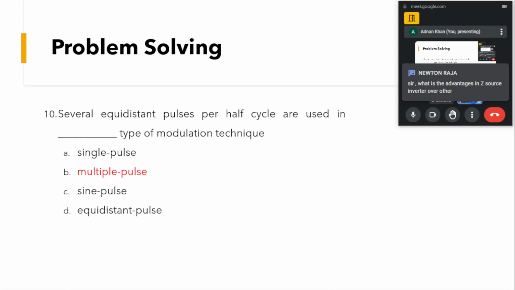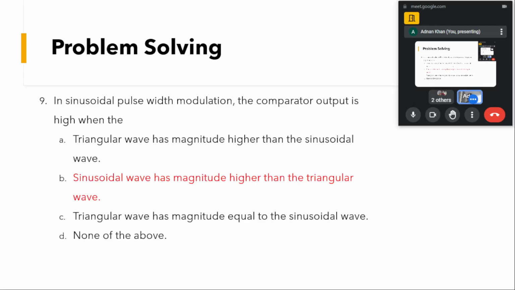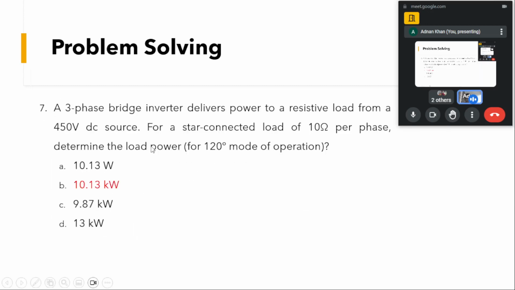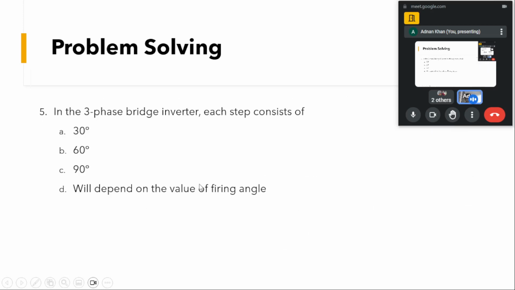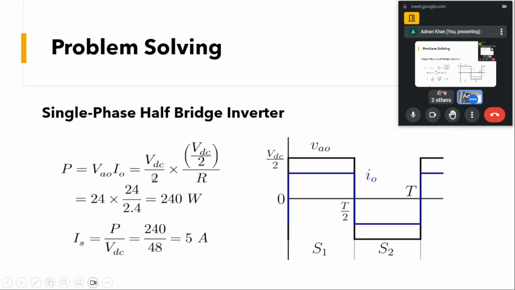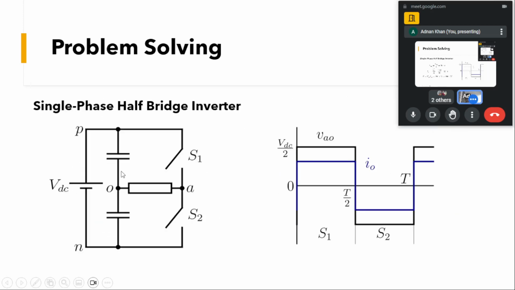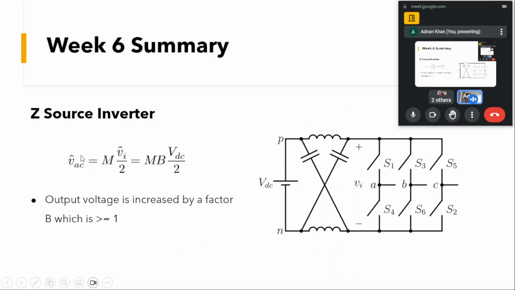What is the advantage of the Z source inverter over the others? We saw the VSI works only in buck mode. In a typical VSI, the VAC at the output is equal to M into VDC by 2, or V input by 2. As you can see, this is a kind of buck operation.